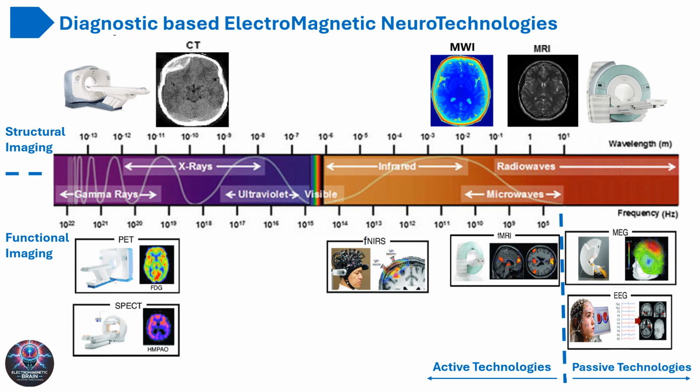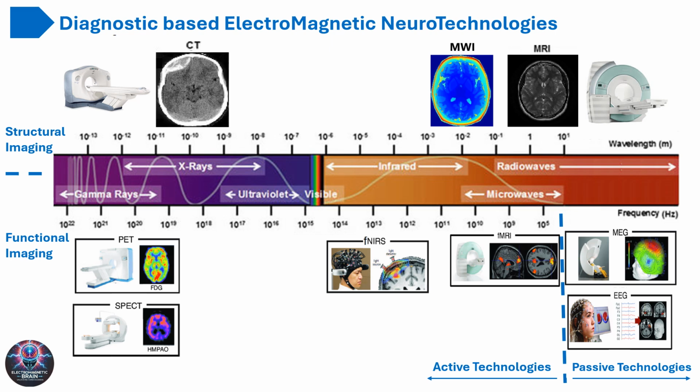2. Functional imaging tracks brain activity in real time. In the passive technologies category, these simply measure brain activity without intervention. EEG and MEG are prime examples. EEG measures electrical activity on the scalp, while MEG captures the magnetic fields generated by neuronal currents. In the active technologies category, these actively influence brain function.